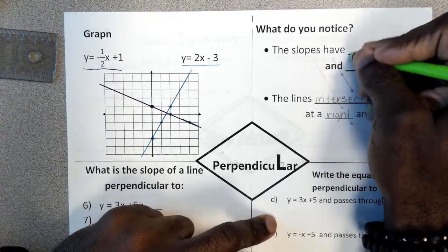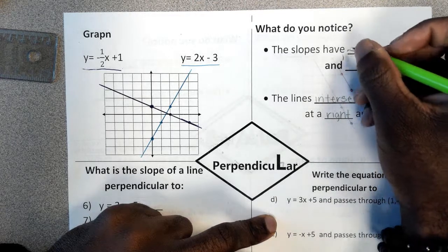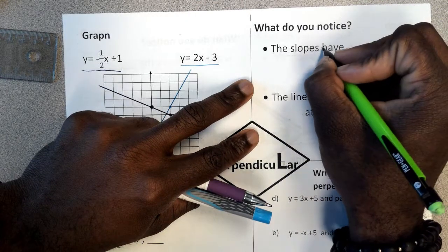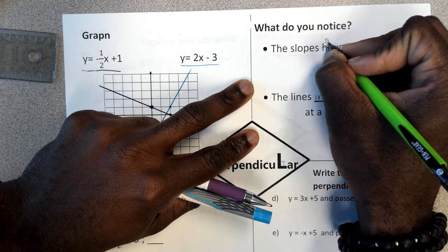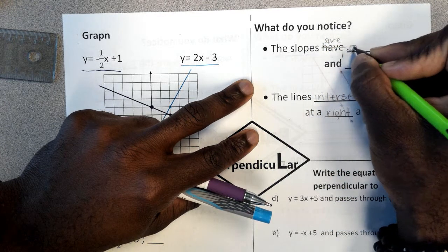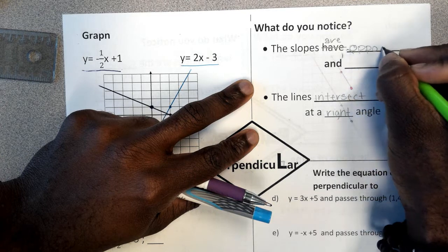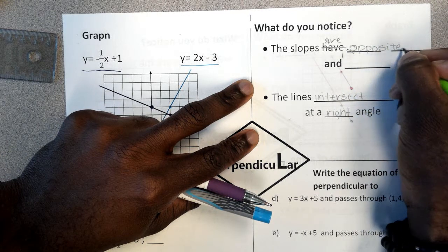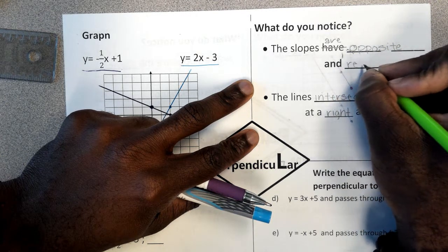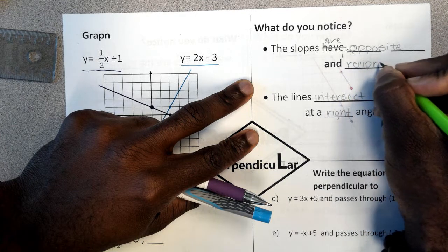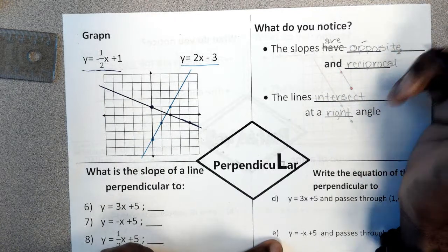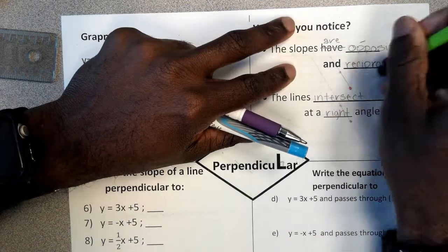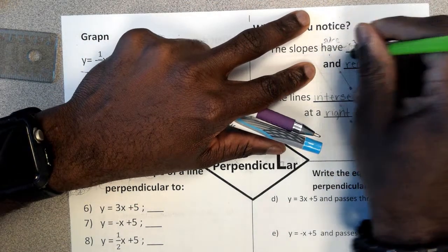The slopes have... I'm trying to figure out what those are here. I know it's not "in half." So the slopes are opposite and reciprocal. Alright, what does that mean? That's what goes there.